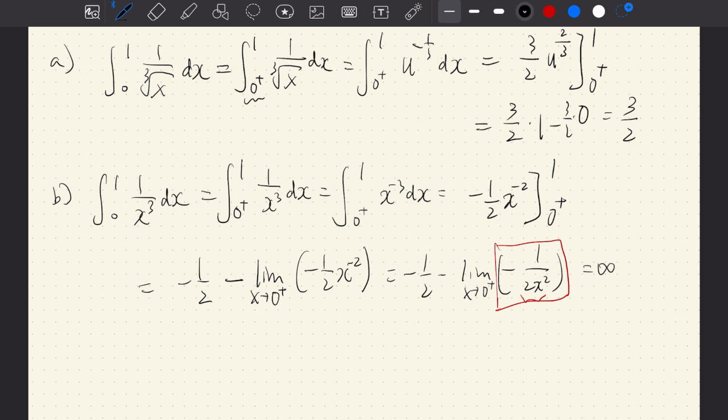Okay, so now let's look at C. For C, we're trying to evaluate the integral from 0 to infinity of 1 over square root of x times x plus 1, dx. Here, it is evident that this should be an improper integral because we have an infinity at the upper limit of integration. But also note that the integrand, which is 1 over square root of x times x plus 1, also has an infinite discontinuity at 0.